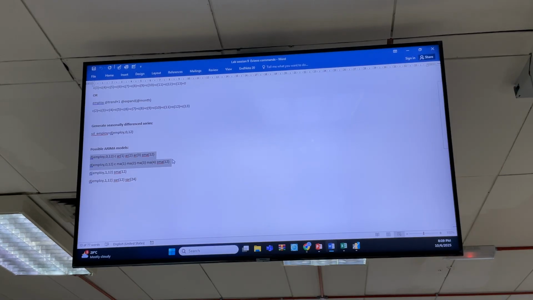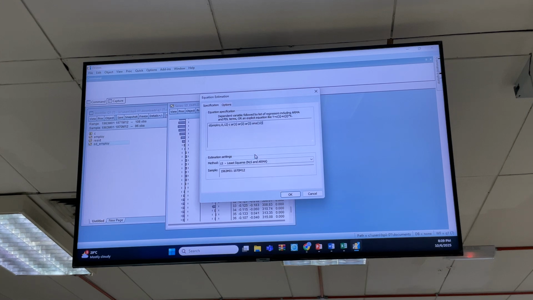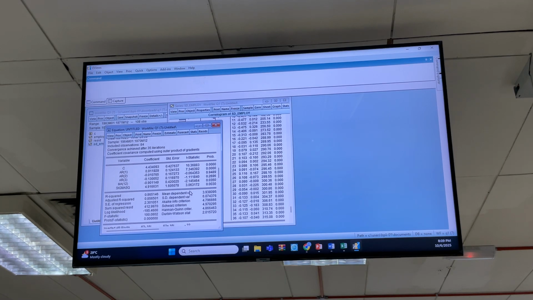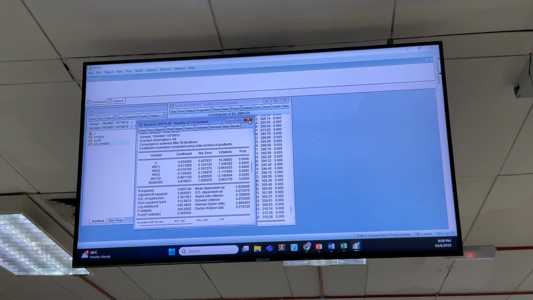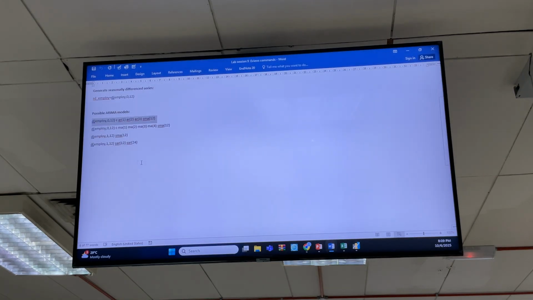Now we can estimate both models. This is the first one: AR3 and SMA1. This is how we write the model. You retain C, and then look at the AIC and SIC. Let's name this equation 1, and then estimate the second model, MA4 and SMA1.